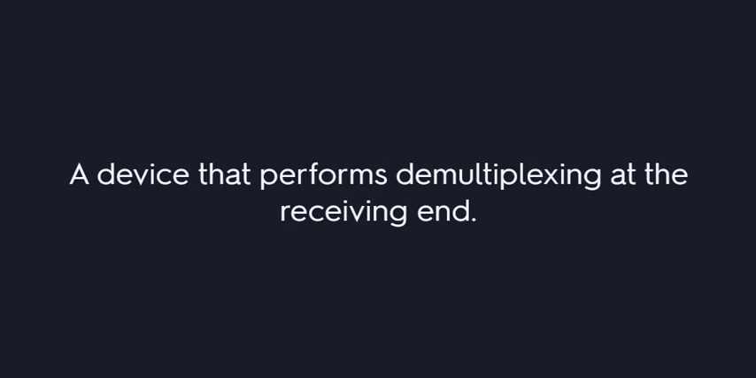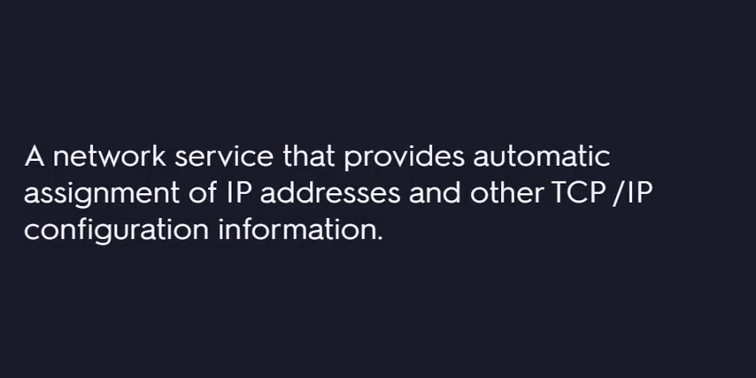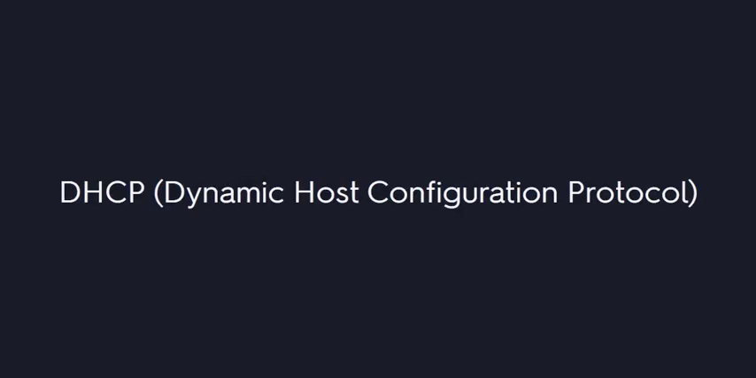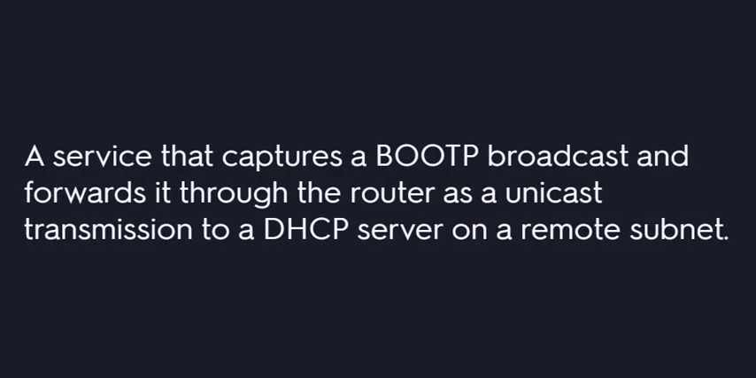Demultiplexing. A device that performs demultiplexing at the receiving end. Demux. See controlled media access. Deterministic media access. A network service that provides automatic assignment of IP addresses and other TCP/IP configuration information. DHCP. A broadcast sent by a node when it is ready to communicate with a DHCP server. DHCP Discover. A service that captures a BOOTP broadcast and forwards it through the router as a unicast transmission to a DHCP server on a remote subnet.